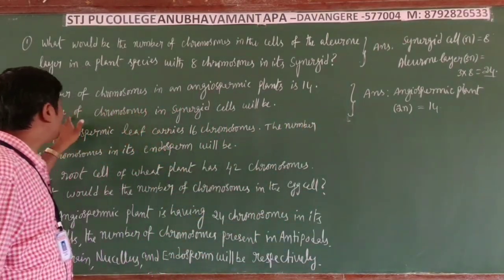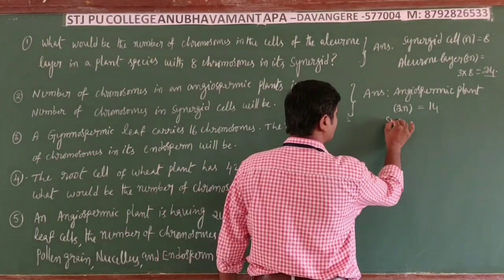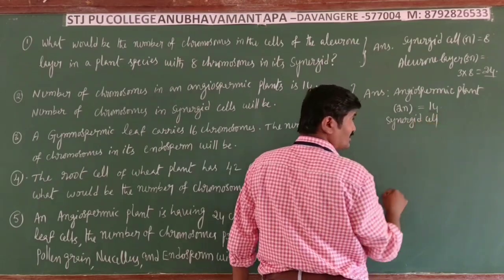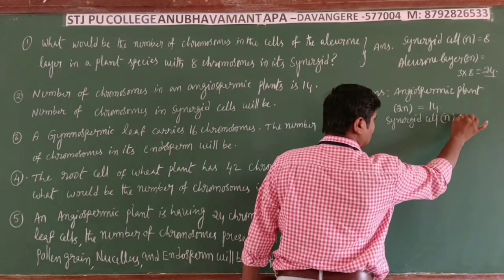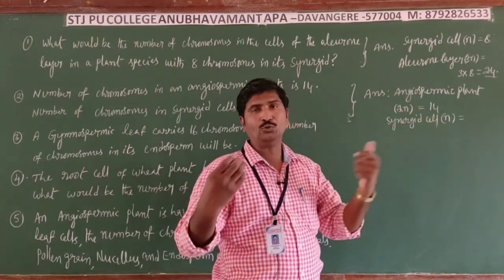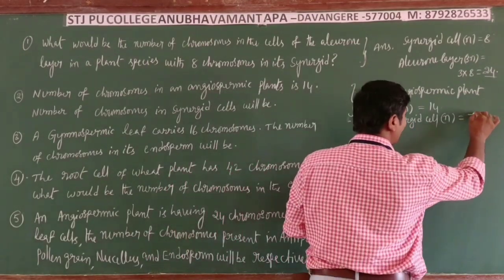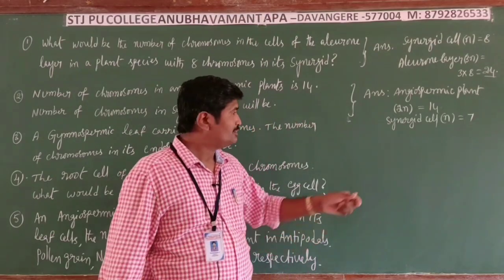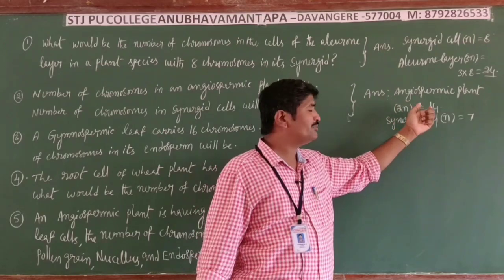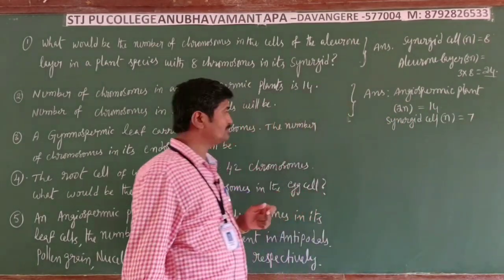Next, the number of chromosomes in synergid cells will be? The synergid cells are haploid. That's why here 14 by 2, that is haploid, 7. The synergid cells are haploid with 7 chromosomes and diploid is 14 chromosomes. That's why the correct answer is 7. Next one.